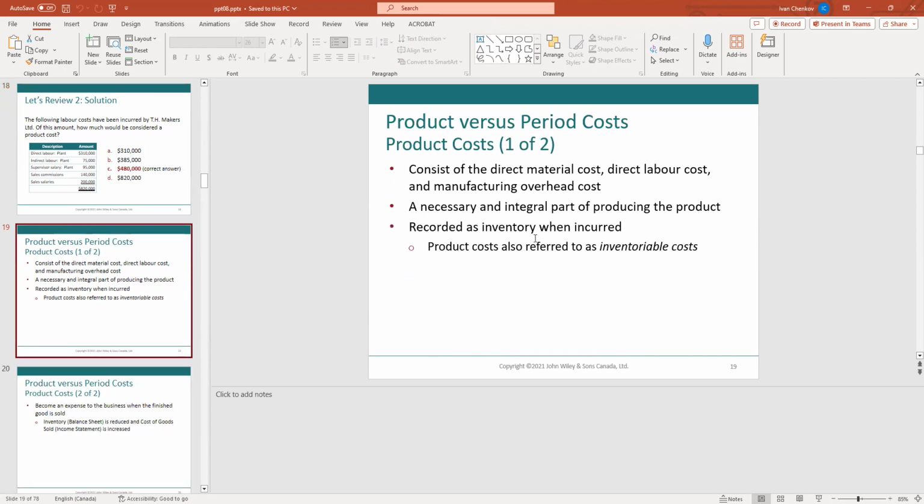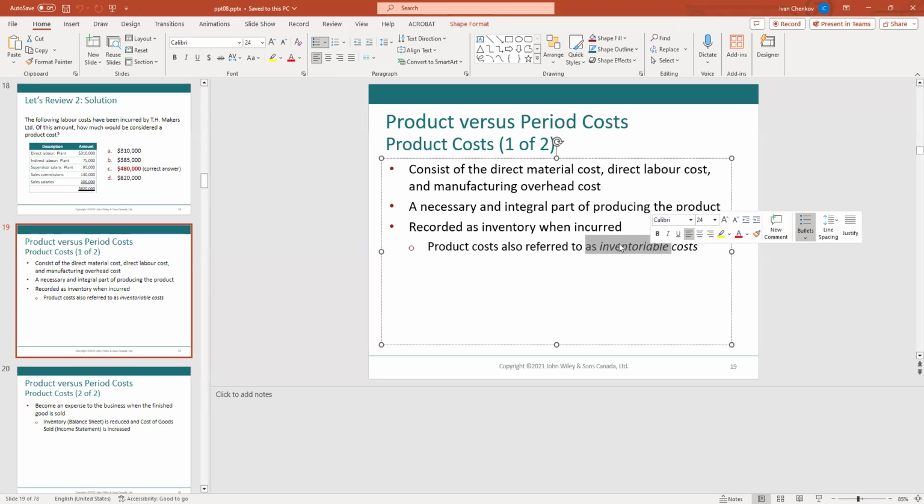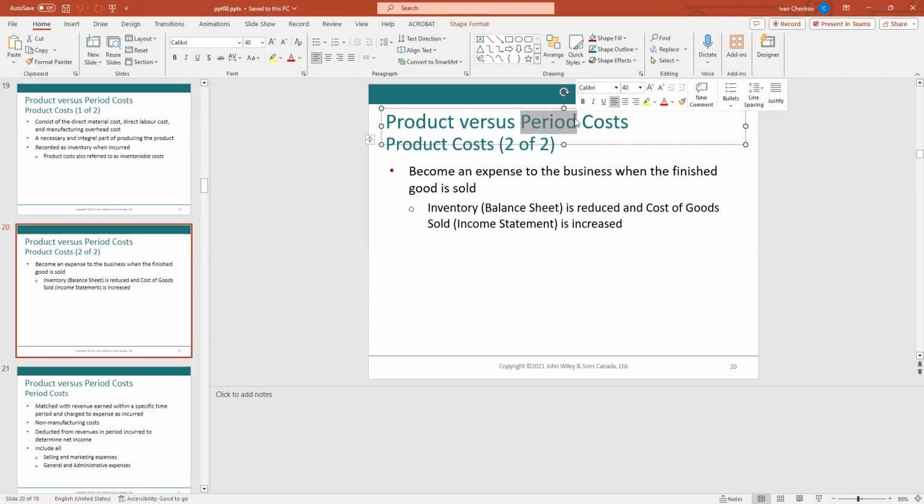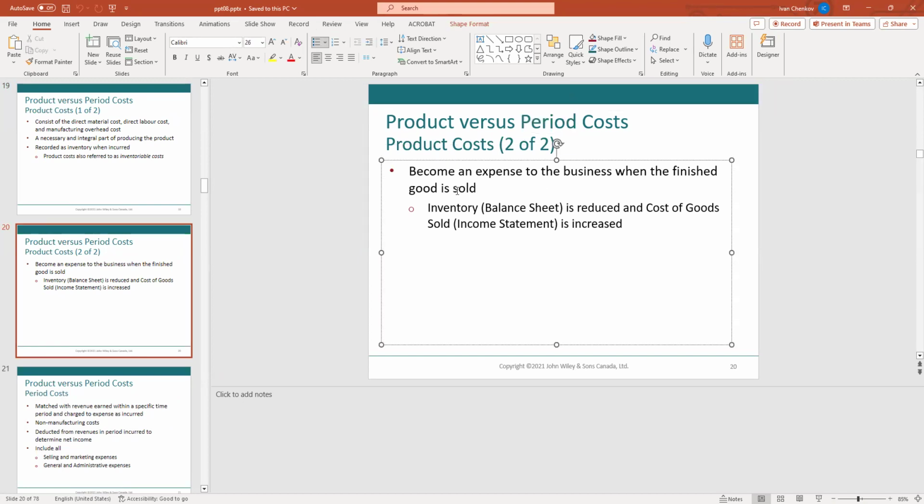Okay, so let's go with the product versus period cost. Again, product cost consists of direct material, direct labor, and manufacturing overhead, which are an integral part of the product. Those are going to be recorded as inventory, and so you can also see product cost as inventoriable cost. Why? Because it's inventory which is going to stay in the balance sheet.